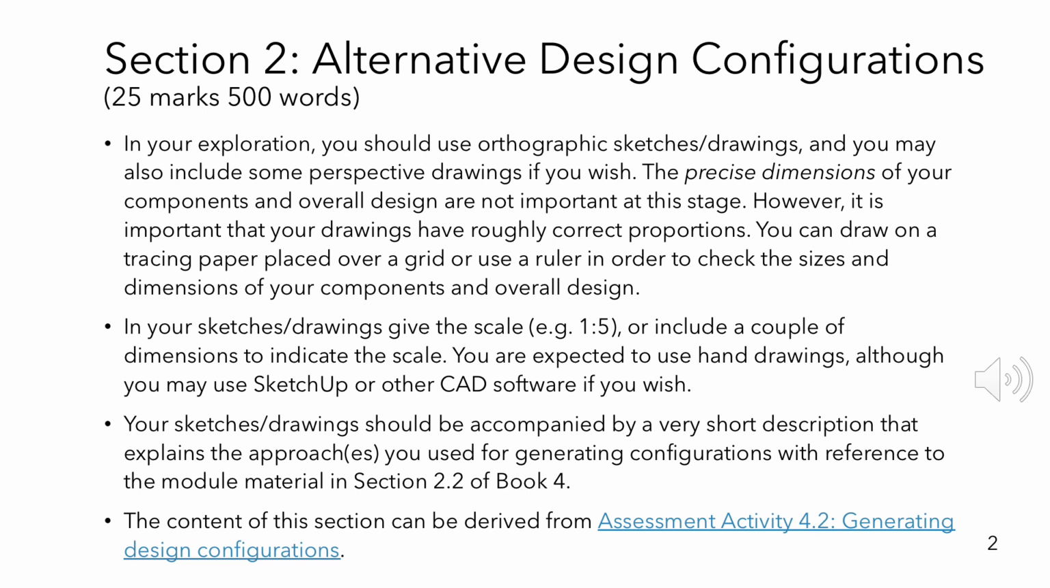You're asked to give an indication of scale on each of your sketches, and you either do that or you include a couple of dimensions to indicate scale. If you're designing something like a table or a storage thing, it's very likely that the kind of scale you're going to be using, if you're drawing on A4 paper, is going to be 1:5. But do try to get that as accurate as possible, because it's a really good way of showing that you're understanding the detail.